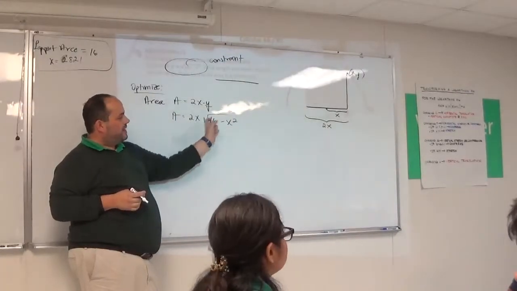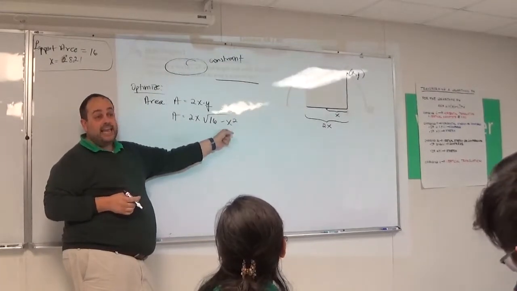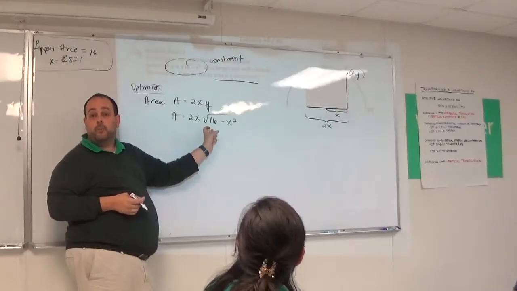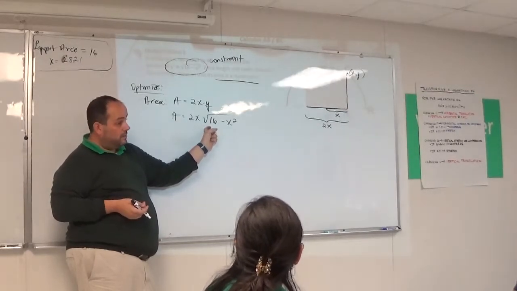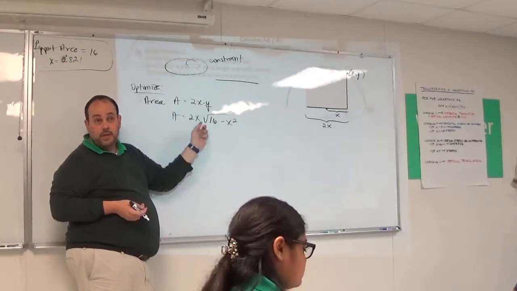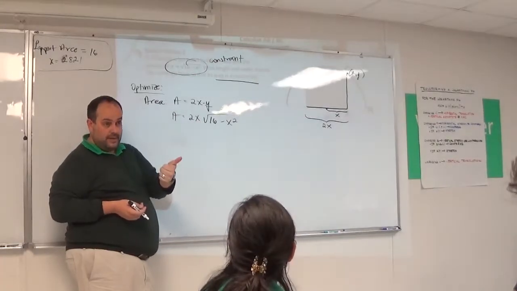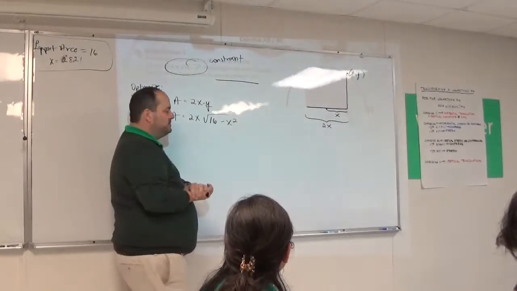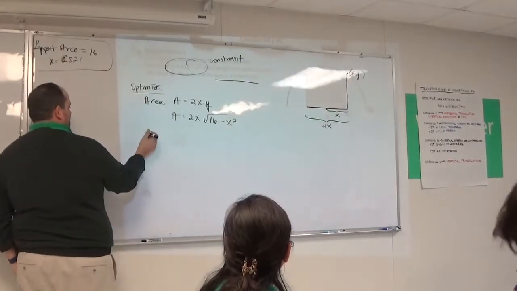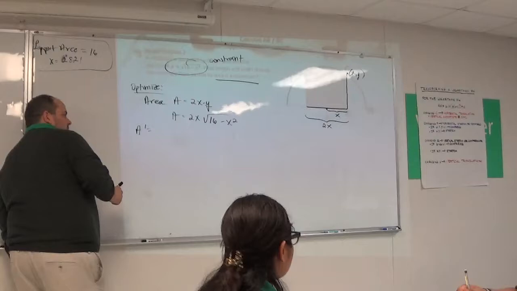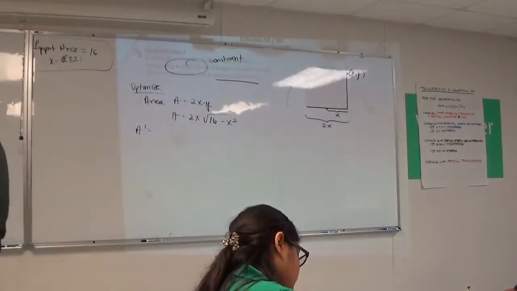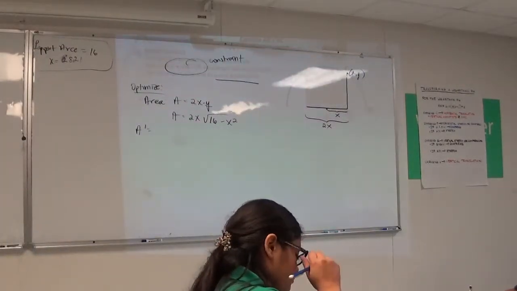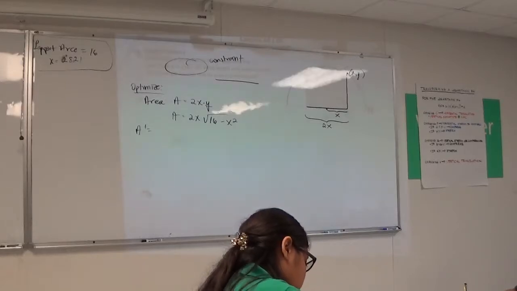So the area is 2x times the square root of 16 minus x squared. This is what we're trying to optimize. This is what we want to make big. So what do we do? We find the derivative. We're going to set it equal to 0. We're going to do all the things. What's that derivative? 2 times the square root of 16 minus x squared, plus 2x times the derivative of the square root. Product rule.